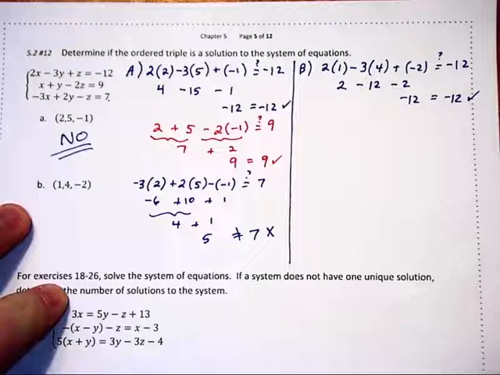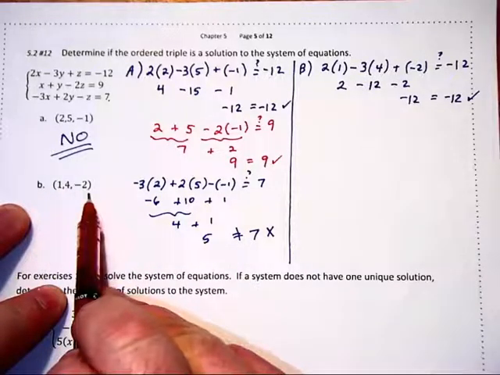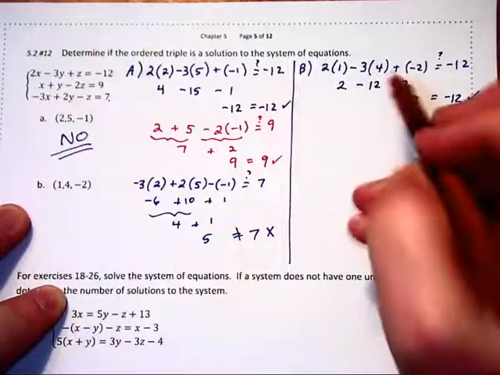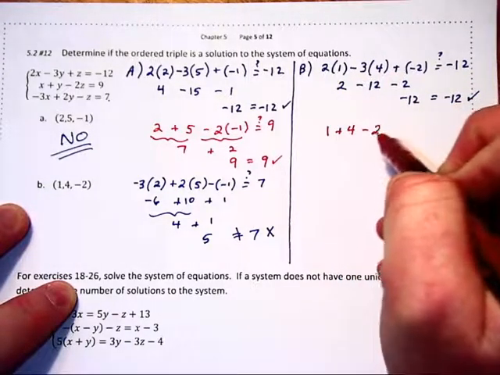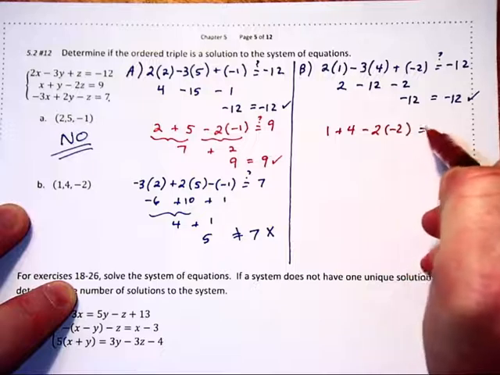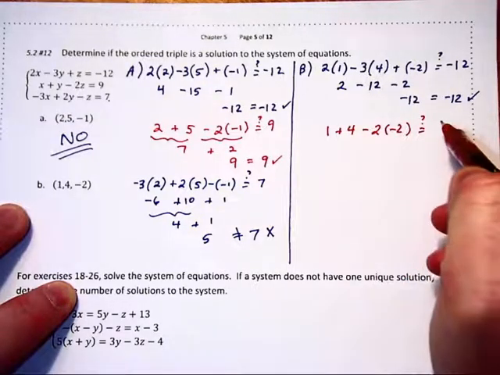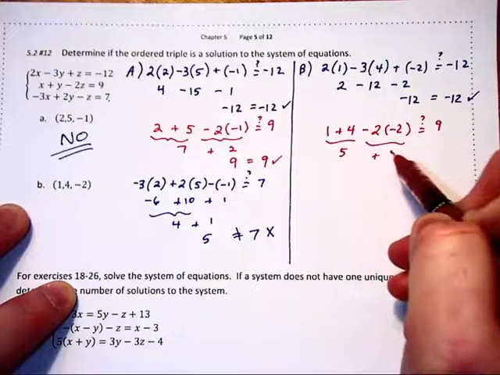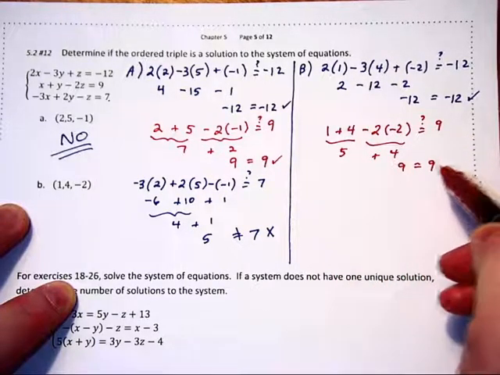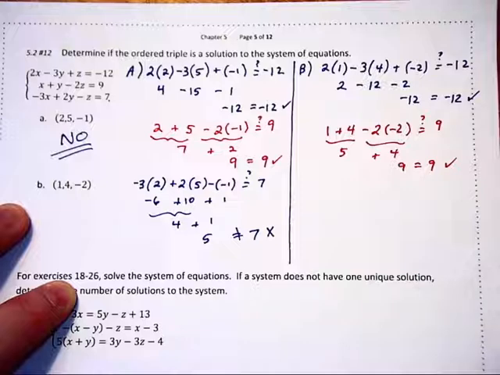Now let's substitute the (1, 4, -2) into the second equation. We will have 1 plus 4 minus 2 times -2. Is that equal to 9? Well, that becomes 5 plus 4. So yes, 9 is equal to 9, and that checks in the second equation.